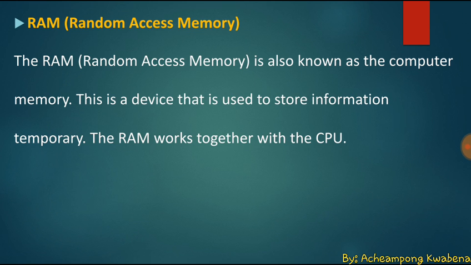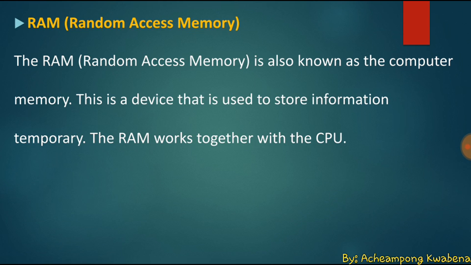Now let's look at the next device. We have the RAM. RAM stands for Random Access Memory. This is known to be the memory inside the computer, or the computer's memory. The work of this device is to store information temporarily, and this information is what is being worked on by the CPU. So in the process of the CPU working to process data into information, some of this information is being stored on the RAM.